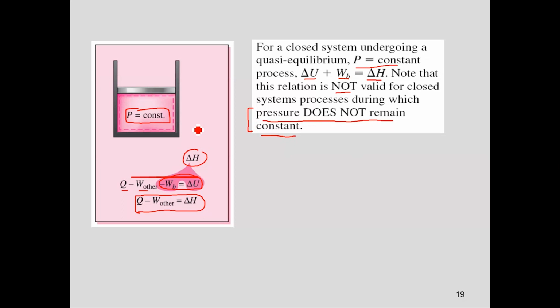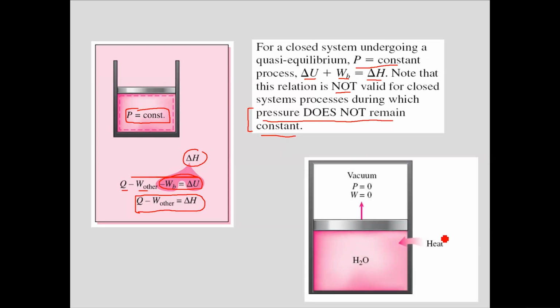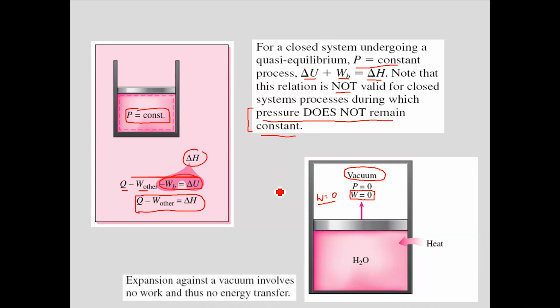This is one thing. Secondly, whenever you have expansion in vacuum, when you have vacuum pressure, your boundary work is essentially zero. So any expansion of your system in vacuum would mean that your work done is essentially zero. Remember this point: expansion against vacuum means no work, and thus no energy transfer takes place in terms of work.